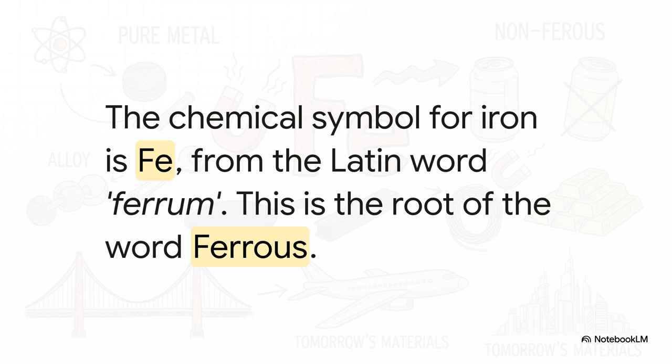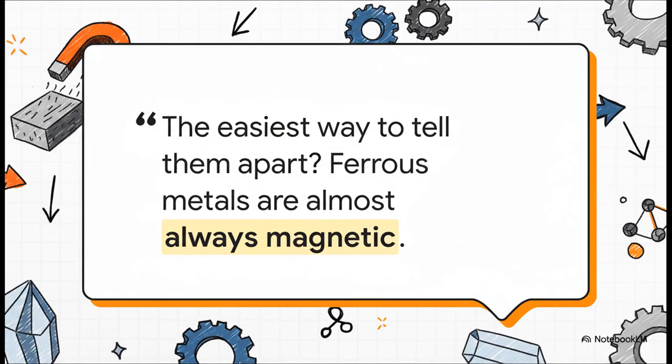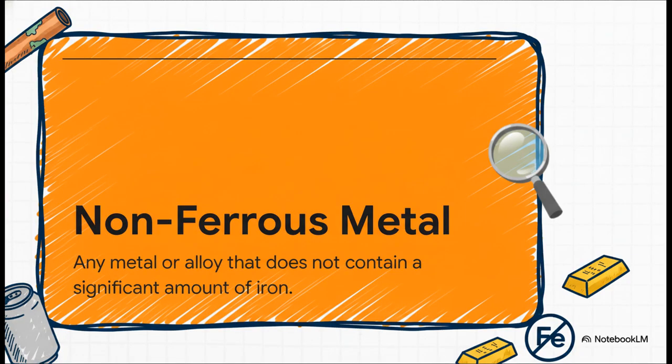And this connection goes right back to the periodic table. Remember the chemical symbol for iron? It's Fe. Well, that Fe is from ferrum, and it's the root of the word ferrous. Once you see that link, you'll never forget it. It just clicks. And here's the really cool part. You don't need a lab to figure this out. The defining characteristic, the big tell for ferrous metals, is that they're almost always magnetic. So if a magnet sticks to it, you are almost certainly dealing with a ferrous metal. And that means everything else just falls into the other category, non-ferrous metals. These are simply the metals and alloys that are not based on iron. No iron, no magnetism. Simple as that.